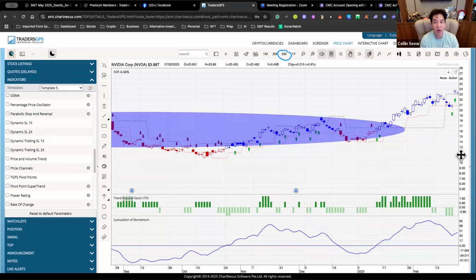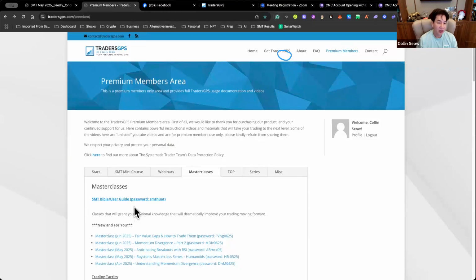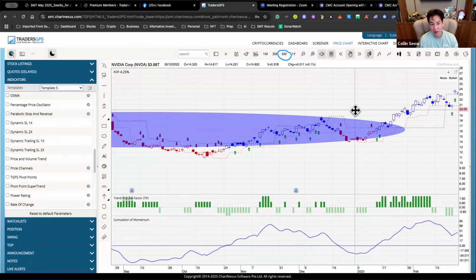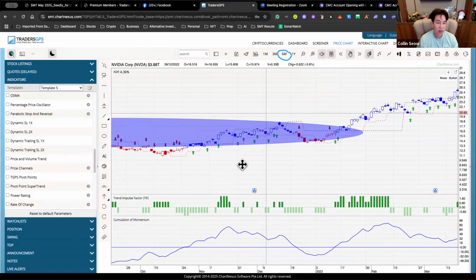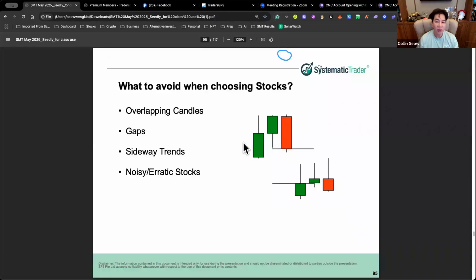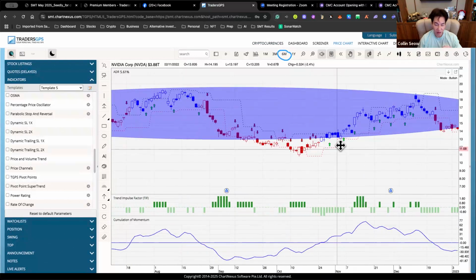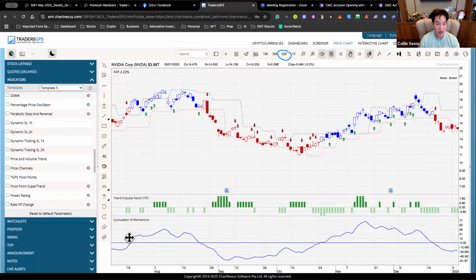Okay, so we're going to look at notes. How to enter an arrow even without teeth, that one is in the members area. So that will cover your sideways trend. The last one is noisy and erratic stocks. If the stock is noisy and erratic, then avoid trading them also. Noisy and erratic means the stock gives a buy signal, then a sell signal, buy signal, and sell signal. Then you should avoid trading them. Question? Any question?